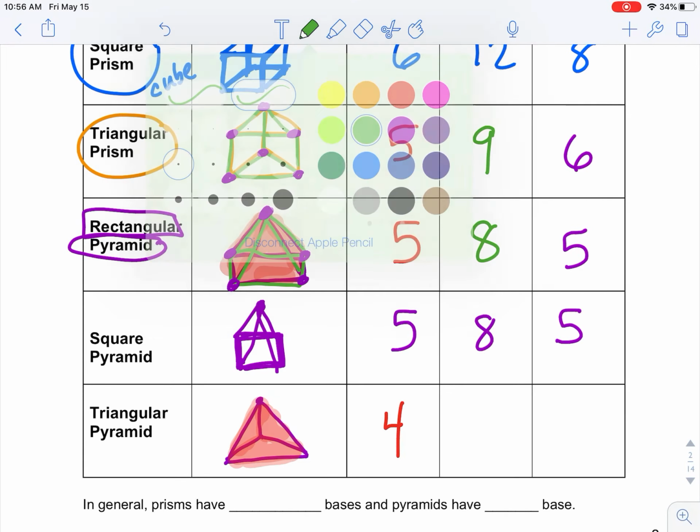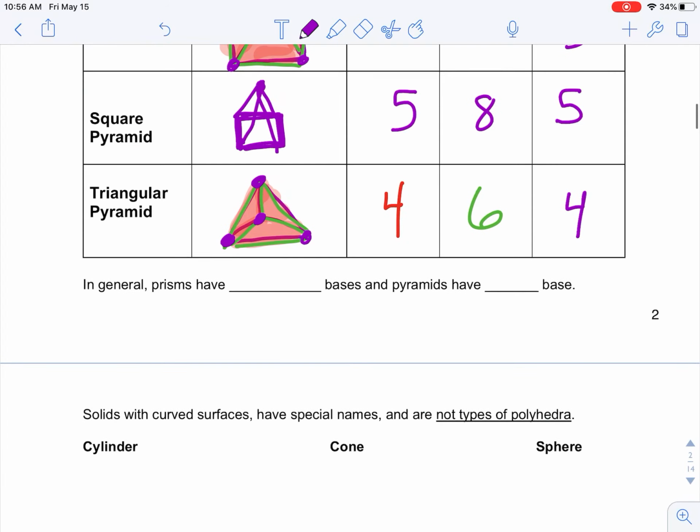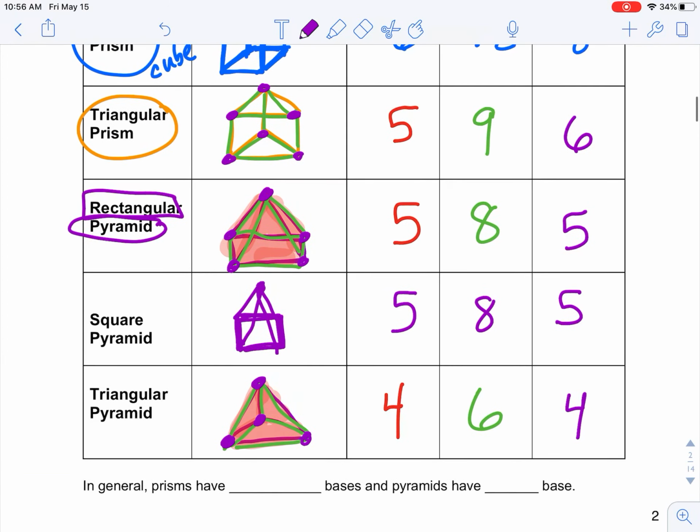Edges, let's count them. 1, 2, 3, 4, 5, 6. And vertices, 1, 2, 3, 4. Okay, so you should be able to do this with any 3-dimensional shape to figure out what its number of faces, edges, and vertices are. In general, prisms have 2 bases and pyramids have 1 base.